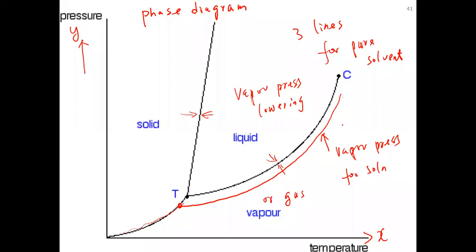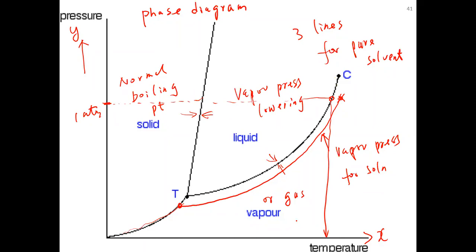Let's see, what is the boiling point? The normal boiling point is the temperature at which the vapor pressure equals the external pressure. A normal boiling point means the vapor pressure equals 1 atm. So if you draw the 1 atm line on the y-axis pressure and go to the right, you come up with the intersection for the pure solvent, and then this intersection for the solution. Going down, this is the boiling point for our solvent, and this will be the boiling point, T_B, for the solution.